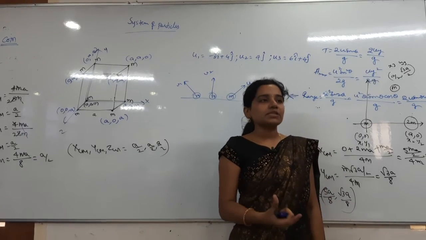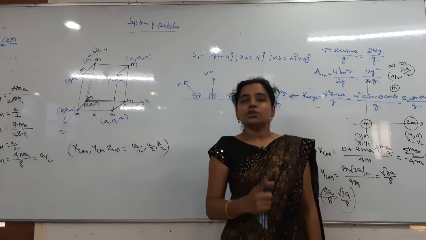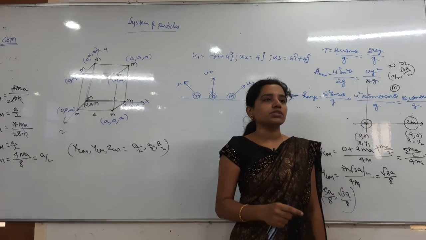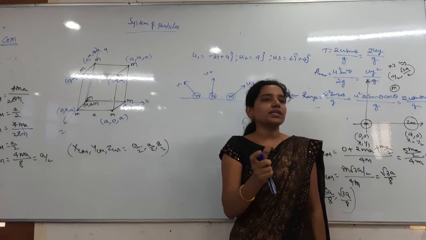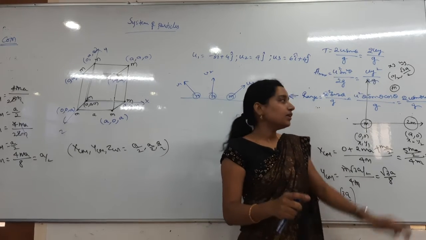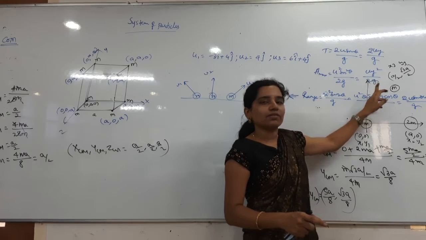Then next one is maximum height. Maximum height formula is u square sin square theta by 2g. Again I can write it as u sin theta whole square. U sin theta is nothing but what again? Uy only. So it is uy square by 2g that I have written.